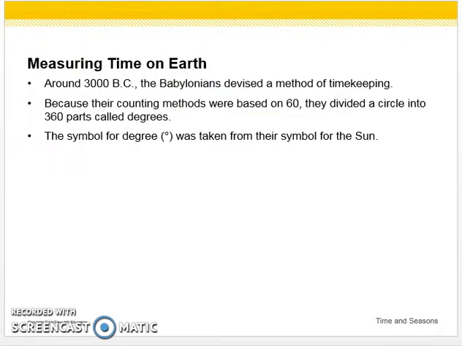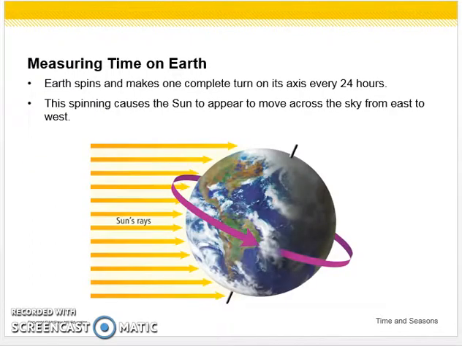Around 3000 BC, the Babylonians devised a method of timekeeping, and because their counting methods were based on 60, they divided a circle into 360 parts called degrees. The symbol for degree was taken from their symbol for the sun. Earth spins and makes one complete turn on its axis every 24 hours.